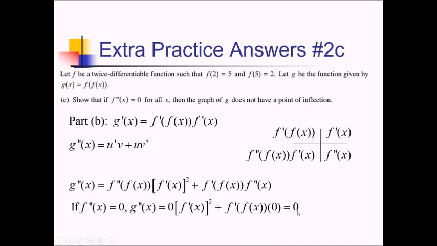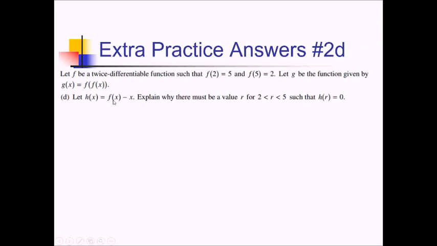And that's a problem if you're looking for points of inflection. If g double prime of x is also always 0, then that means g double prime of x cannot change sign. And if you don't have any sign change in the second derivative, you can't have any points of inflection for the original function.